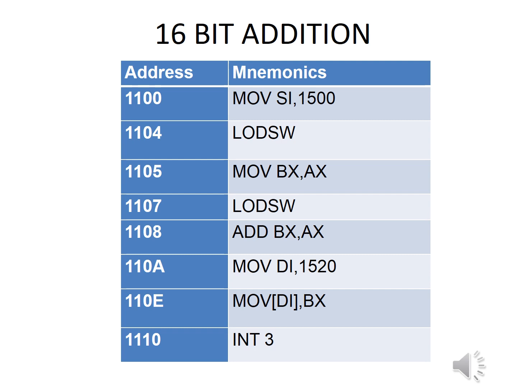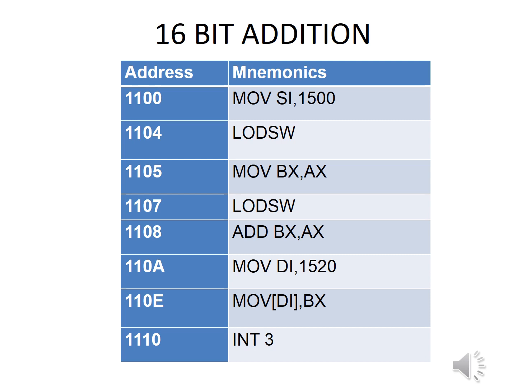The next program is 16-bit addition. For this, the source index is initialized as 1500. So here we are taking the first data. Next, the first data is transferred to the BX register. So we have to increment the source index and get the second data. So the content is now in the AX register.